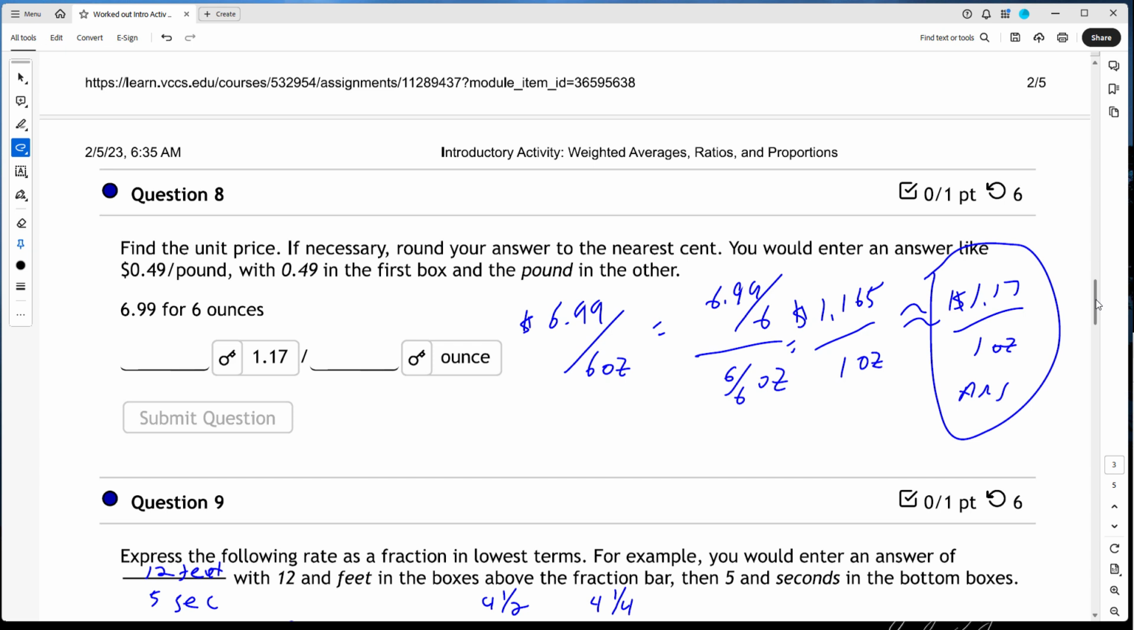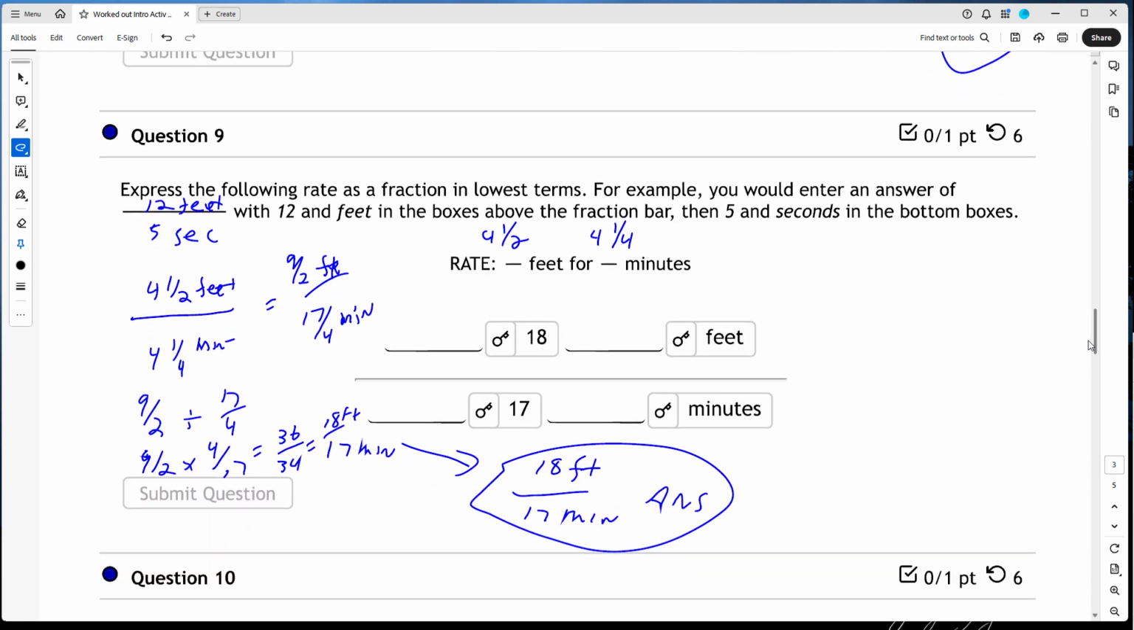Okay. So what do you have here? $6.99 for 6 ounces. So you want to find the unit price per ounce. I have my fraction here. And I divide my numerator and denominator by 6, and it gives me the price per ounce, which is $1. Rounds to $1.17 to the nearest penny per ounce, and that's my answer. And that was question number 8. Number 9.